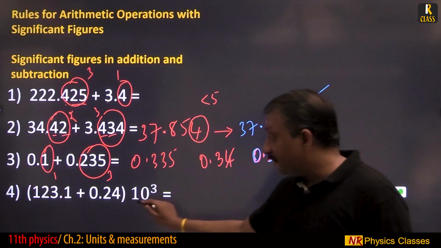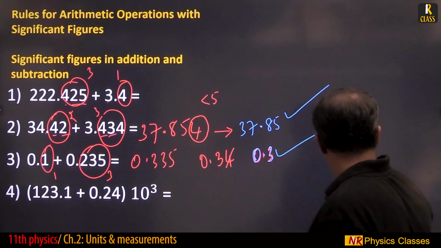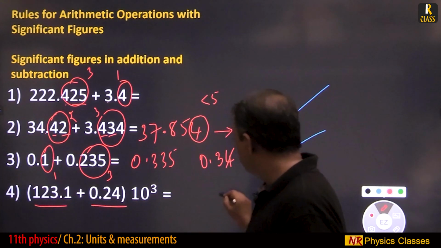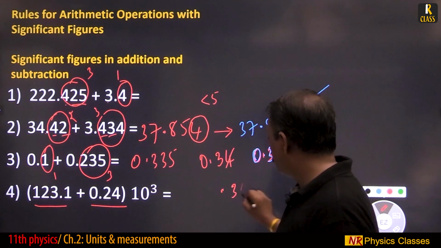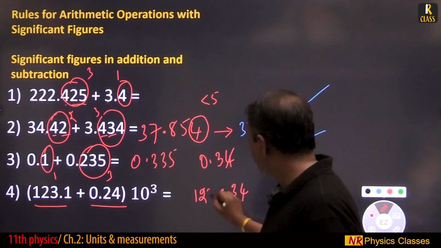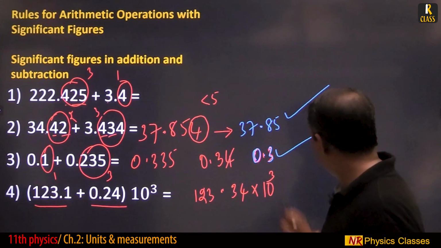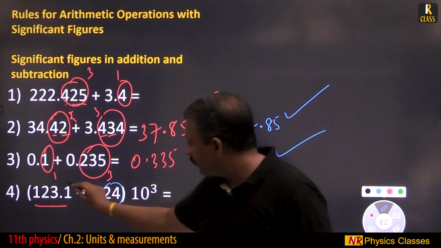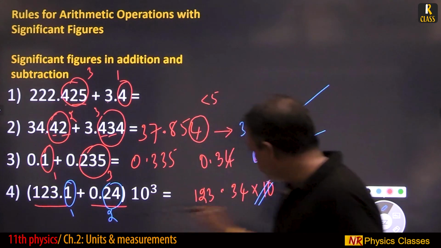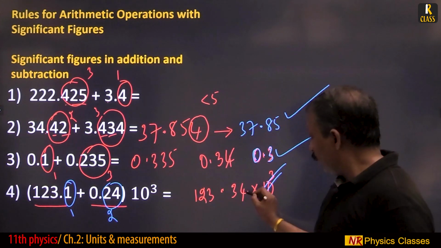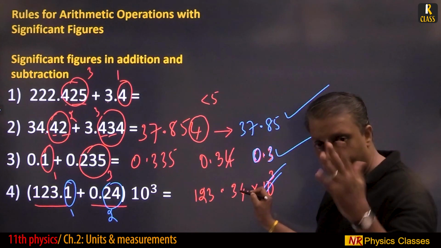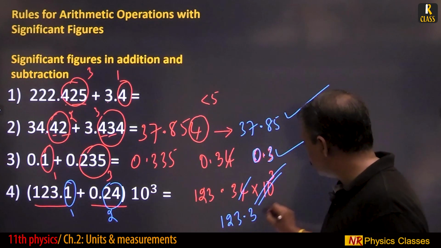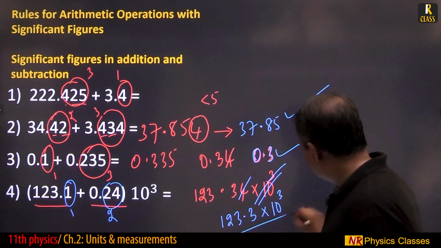Now this, there is 10 to the power of 3. Now just add these two. 424.34 and then 123 into 10 to the power of 3. Anyway, we have to drop this. There are 2 digits. There is only 1 digit. So the answer should contain 1 digit. 4. 4 is less than 5. Therefore, drop it. 123.3 into 10 to the power of 3 is the answer.